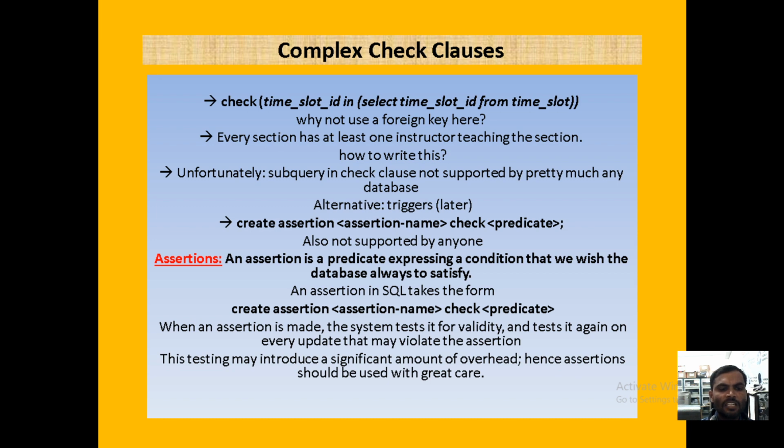Assertion in SQL takes the form create assertion, assertion name, check predicate. When an assertion is made, the system tests its validity, and tests it again on every update that may violate the assertion. An assertion is a condition, and that condition should be satisfied. Only after satisfying it will the value be inserted into the database. The main purpose of an assertion is that it is a predicate or condition, and when it holds, the data will be stored in the database.